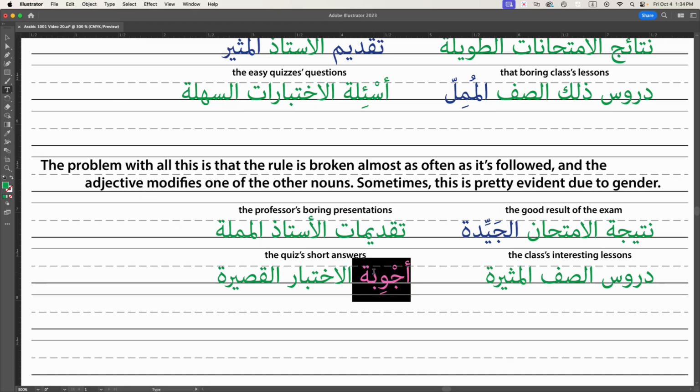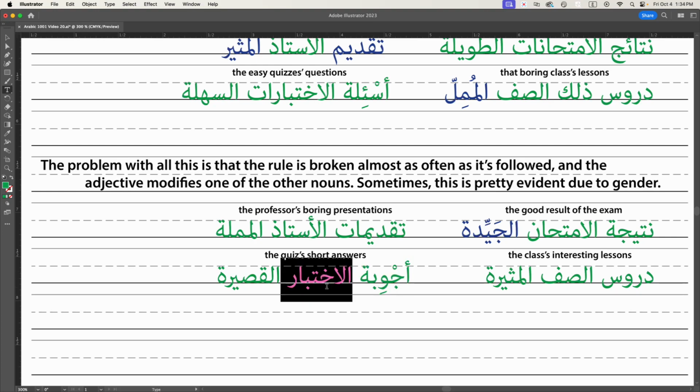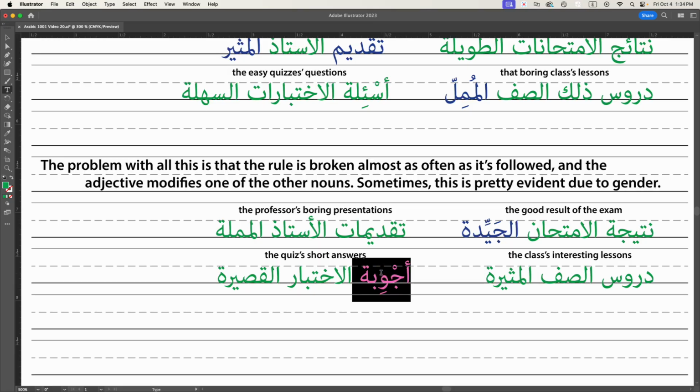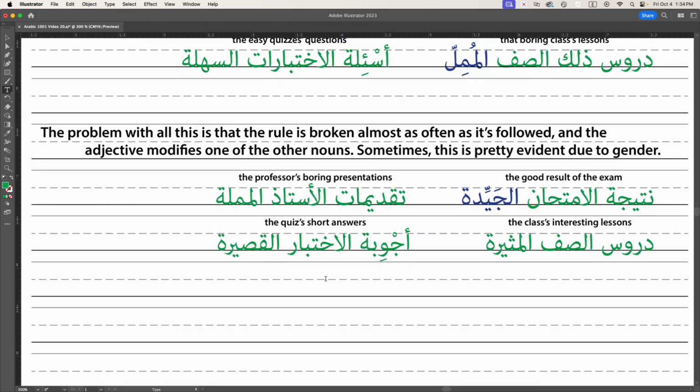Ajwiba is the plural of jawab for answer or response. Al-ikhtibar is masculine singular. Ajwiba is feminine singular, not only because of ta marbuta, but really because it's non-human plural. So al-qasira, for short, because it has ta marbuta, has to refer to the answers, not the quiz. So it's the quiz's short answers, not the short quiz's answers.